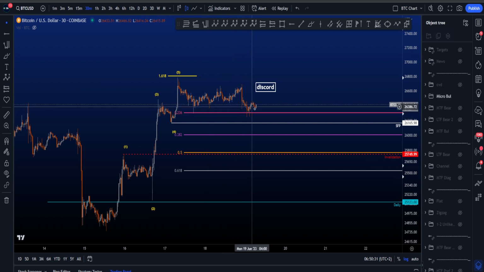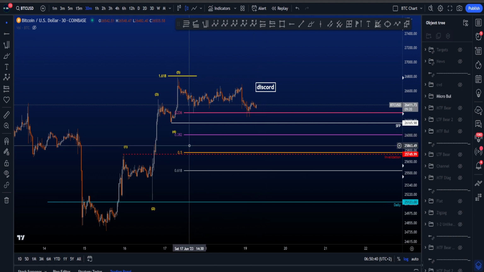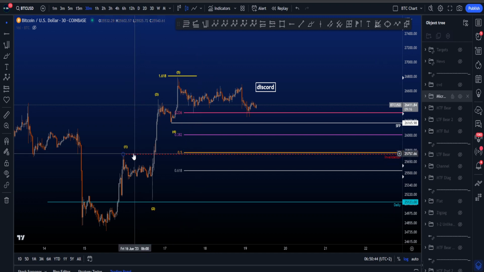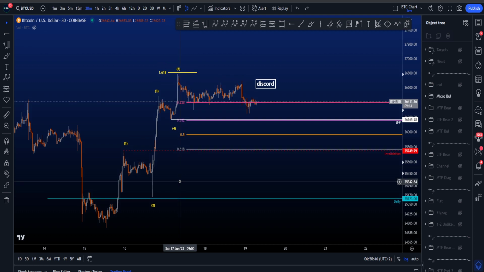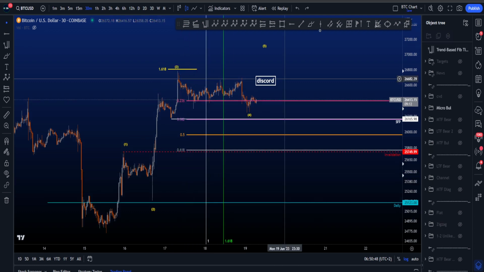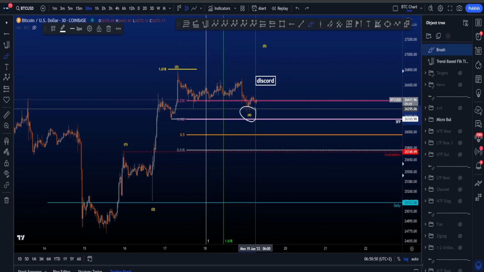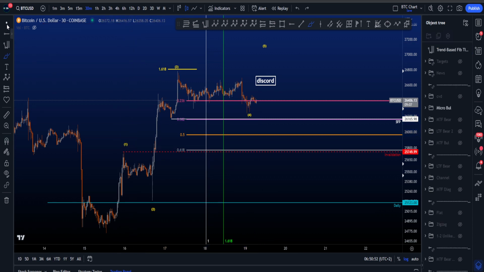So you want to see price moving further to the downside to at least a 0.382, which is a common target for a wave B and a rare target for a wave 2. And for a wave 2, preferably, you want to see price going to the 0.5, which is at 25.8k. Now the invalidation that you see on the chart over here is for price being in a wave 4, because a wave 4 is not allowed to overlap a wave 1.